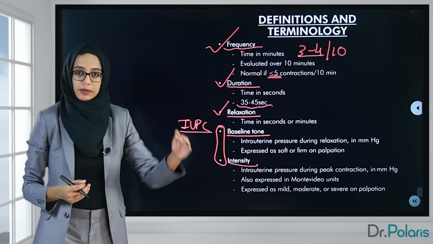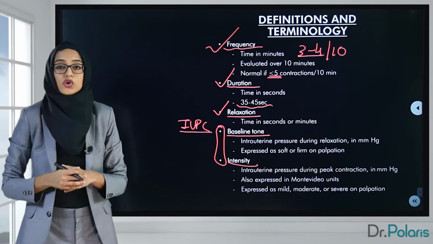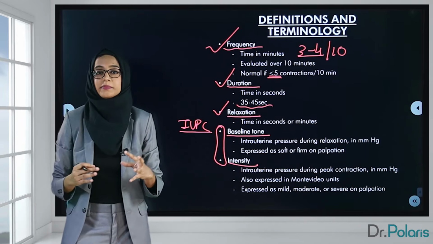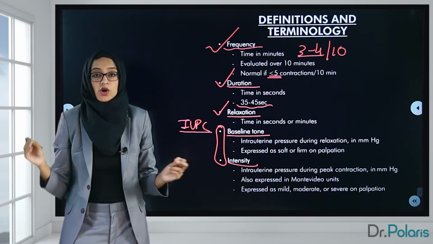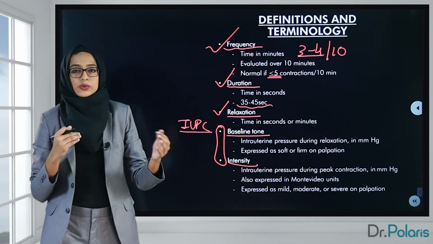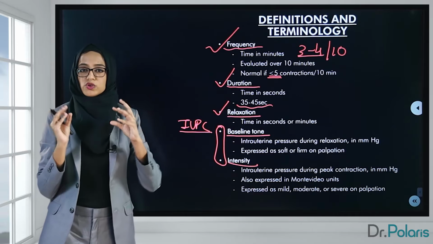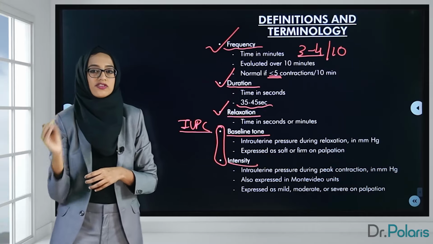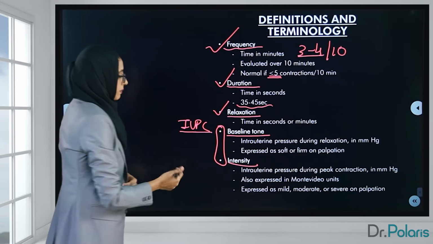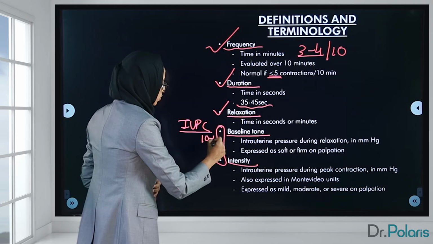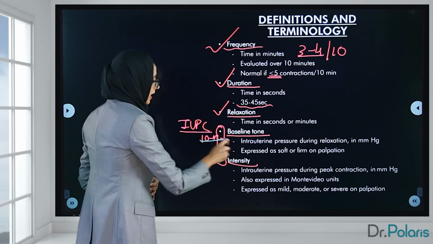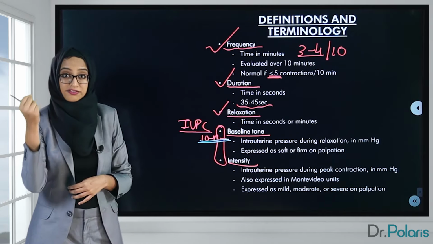When you keep palpating a pregnant woman's uterus, you will realize that when she is not in labor, it is soft, relaxed. Versus when she's in labor, between contractions, there is some amount of tone to the uterus. It doesn't feel as relaxed as always. Usually people say that this can be anywhere between 10 to 12 millimeters of mercury. But again, it's more of a clinical feel.